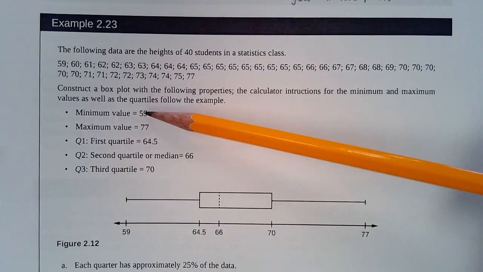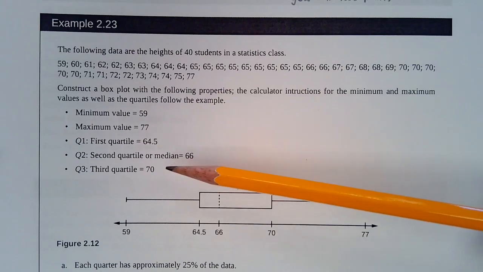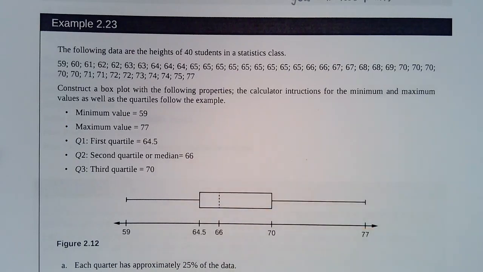You have your minimum value, your maximum value, your first quartile, your median or second quartile, and then your third quartile. Okay, so our minimum value is 59, the maximum value is 77, our first quartile is 64.5, our third quartile is 70, and the median is 66. So really this should have written under here: the heights of students in statistics class, in inches.